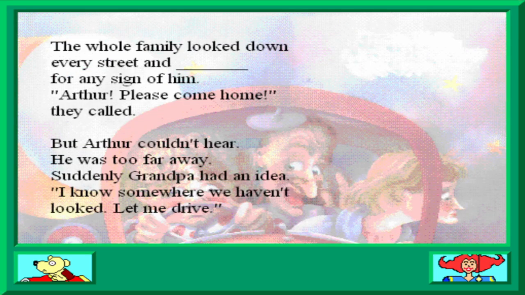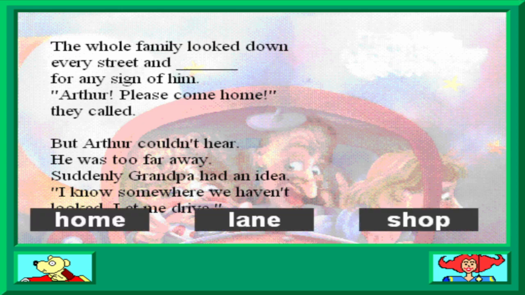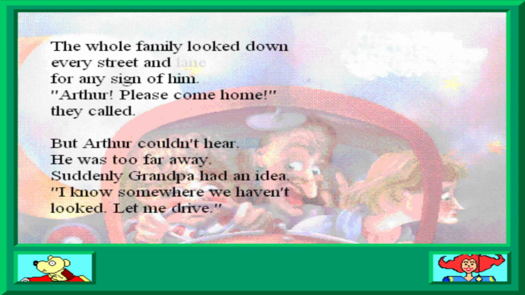Now the whole family is looking for Arthur. Look at this sentence and listen carefully. The whole family looked down every street and for any sign of him. One of these words is the missing word. Click the missing word. Lane. The whole family looked down every street and lane for any sign of him. A lane is a very small street.